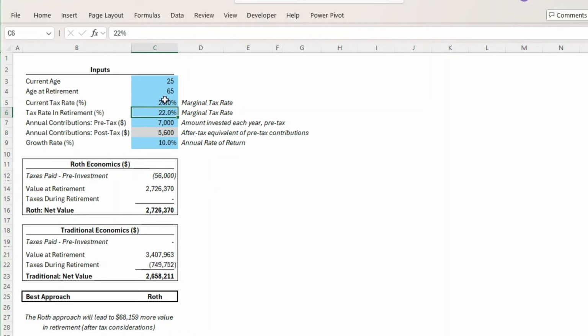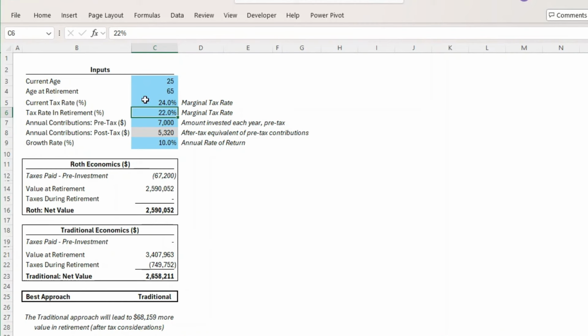Now let's try a tax rate that's higher than our retirement tax rate. Let's try 24%. In this case, the traditional will be better because even though I pay taxes when I withdraw in retirement, the tax rate I'm paying is lower than the tax rate I would have paid when I was investing. And so the traditional is better in that case. So you can adjust these inputs to whatever situation makes sense for you.